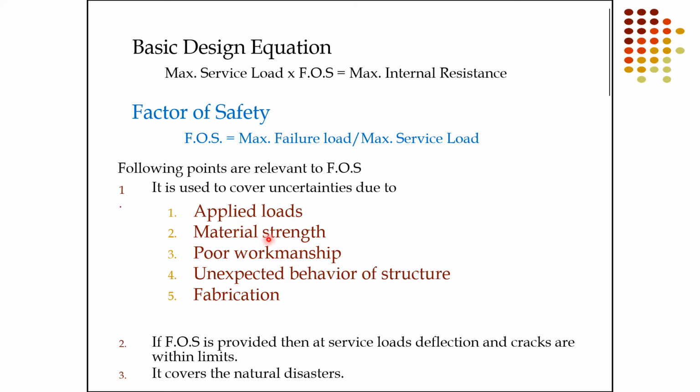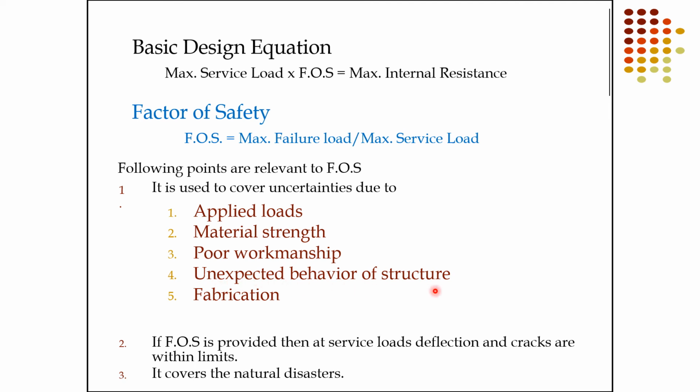Material strength: if you have used a 30 megapascal concrete, but by chance, due to uncertainties, due to labor, poor workmanship, or some other reasons, the material didn't get its full strength. To accommodate that abnormality, the factor of safety will come into action. Then poor workmanship: if labor didn't perform the work well and there are errors, definitely the factor of safety will cover that also.